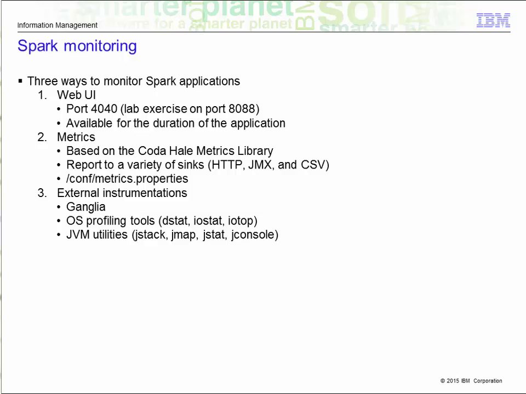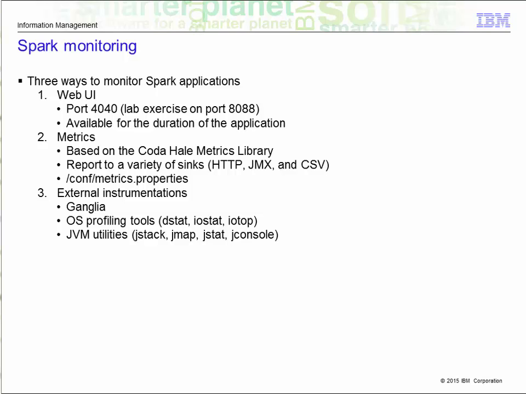Metrics is another way to monitor Spark applications. The metric system is based on the Coda Hale metrics library. You can customize it so that it reports to a variety of sinks, such as CSV. You can configure the metric system in the metrics.properties file under the conf directory.